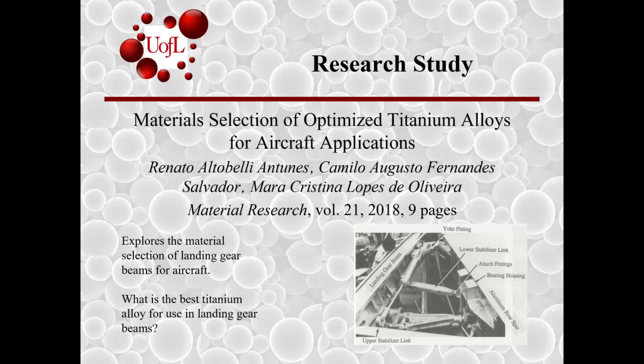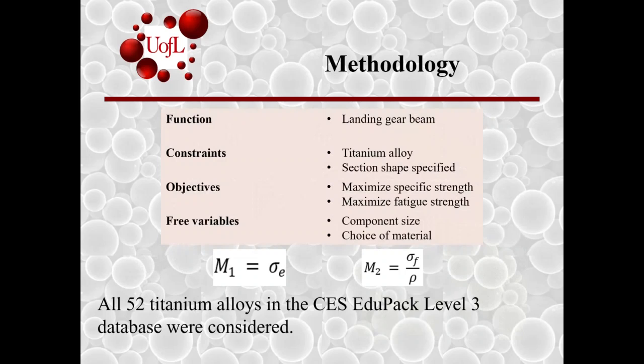On the left in that diagram, you can see a landing gear beam as part of the landing gear on a 757. So methodology: our function is a landing gear beam, of course, and our constraints are that it has to be a titanium alloy, and the section shape is also specified. The objectives are to maximize the specific strength and also maximize the fatigue strength, and our free variables are the component size and choice of material.